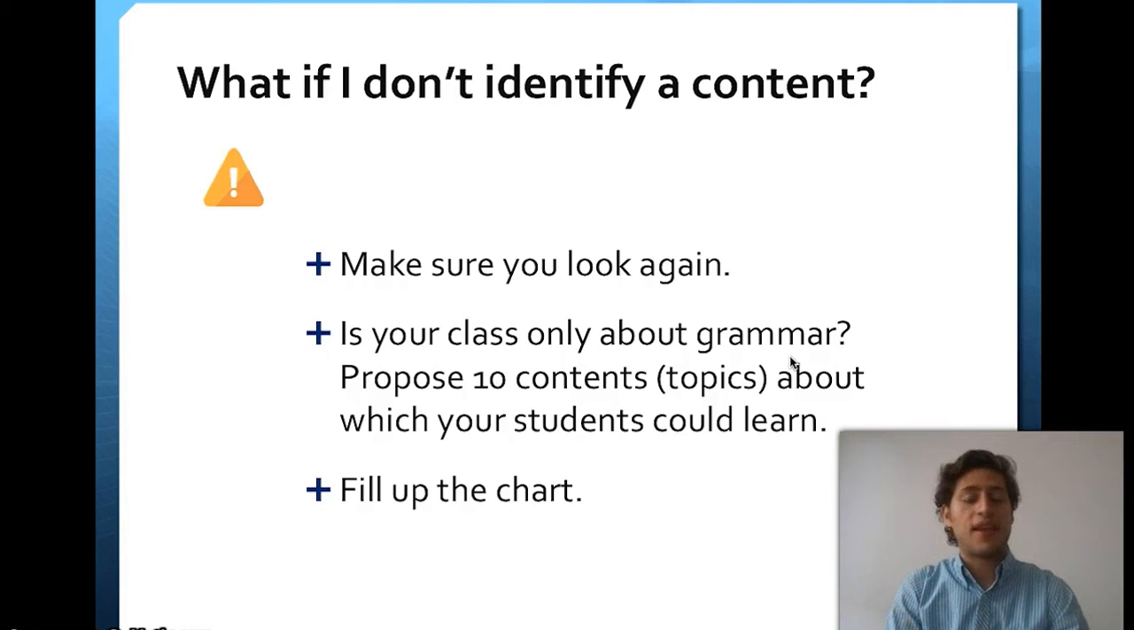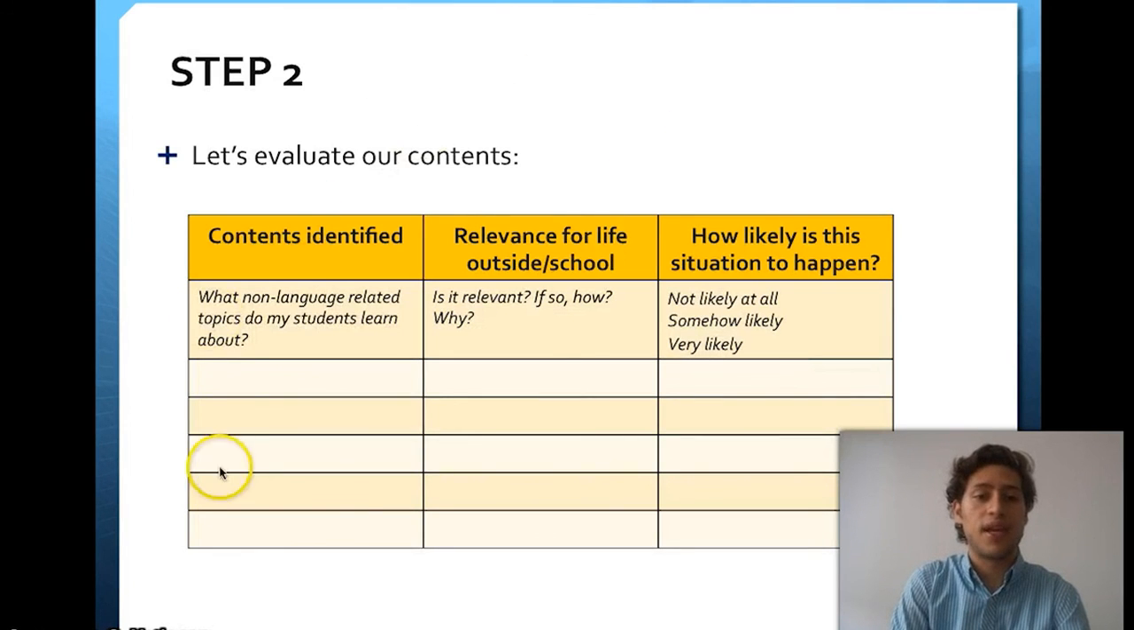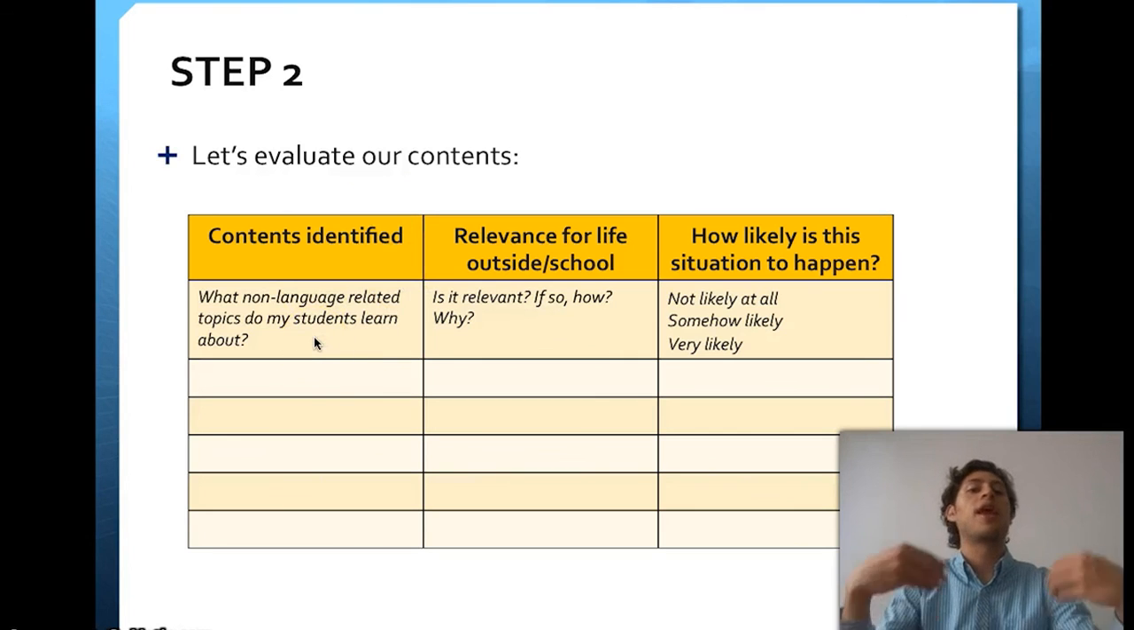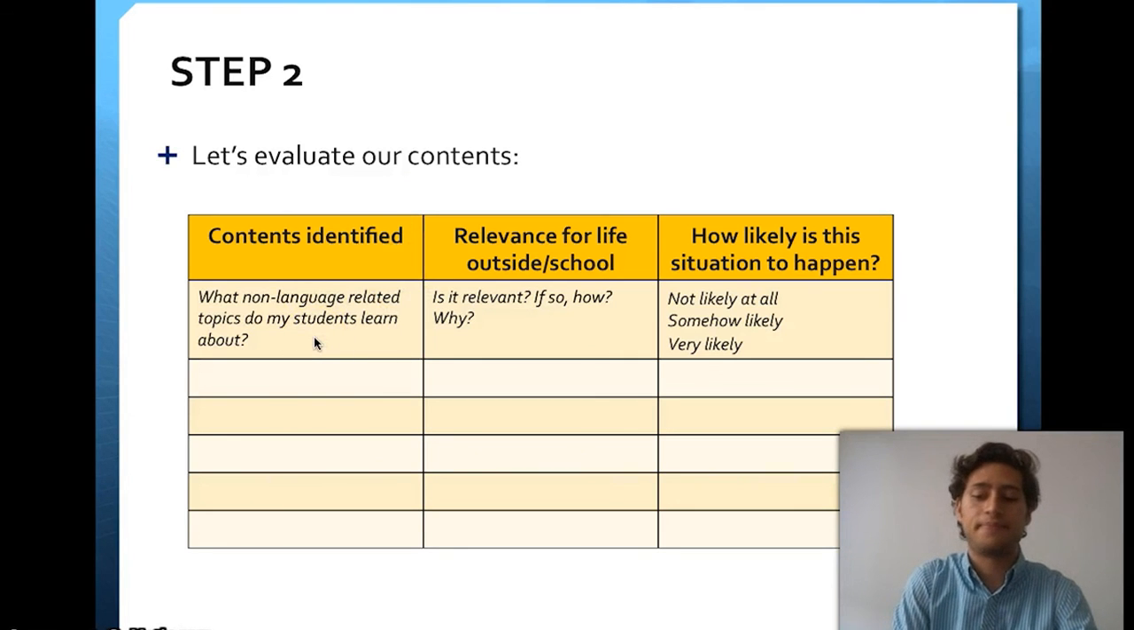If the case insists, you can ask yourself, oh, is my class only about grammar? Is the syllabus of the school I'm working at only about grammar? If that's the case, then you need to propose 10 contents to begin with, or 10 topics about which your students could learn. And then you can fill the chart. So this means that if you don't find 10 topics in the syllabus that you already have at your school, you are going to create these 10 contents.